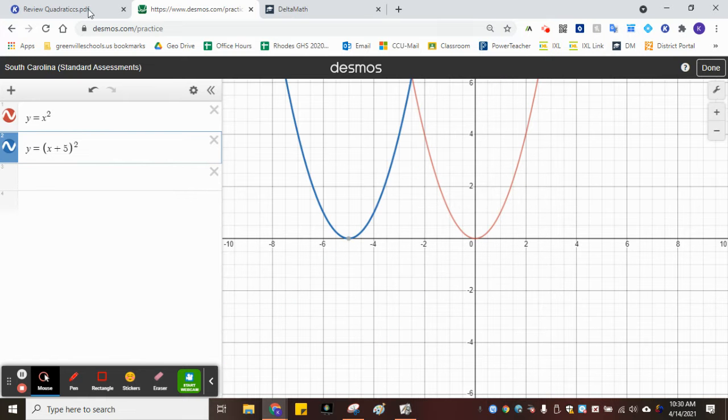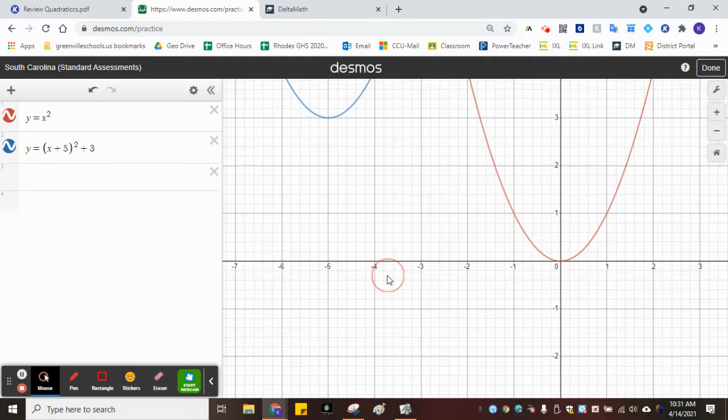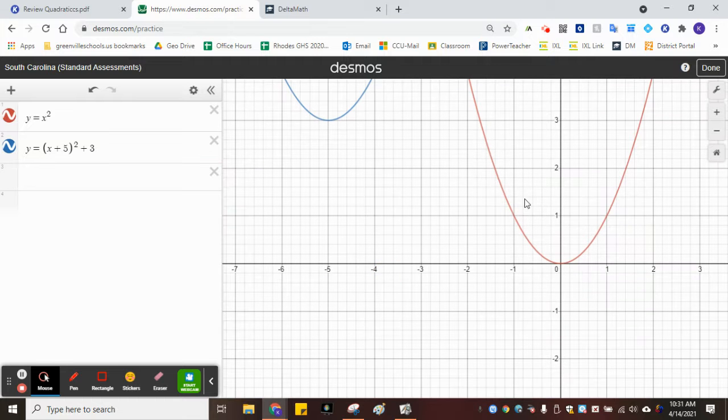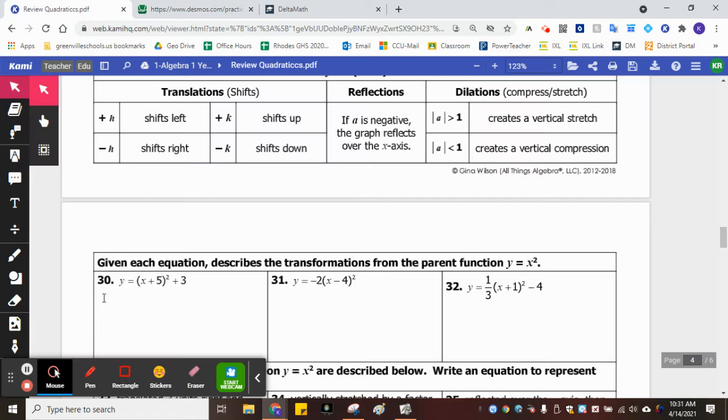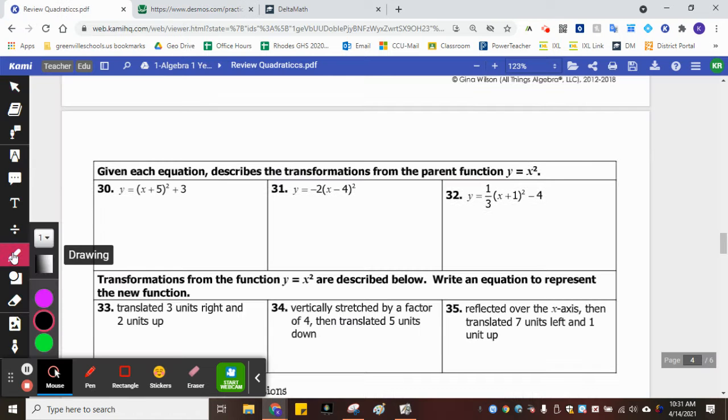And then just describe how the vertex moves. So from (0, 0) to (negative 5, 3). I like to always zoom in so I see counting by ones: 1, 1, 1, 1, 1. So this vertex went from (0, 0) to (negative 5, 3). So from the red to the blue graph, it went left 5 and up 3. And so that's what this question is asking: left 5, up 3.